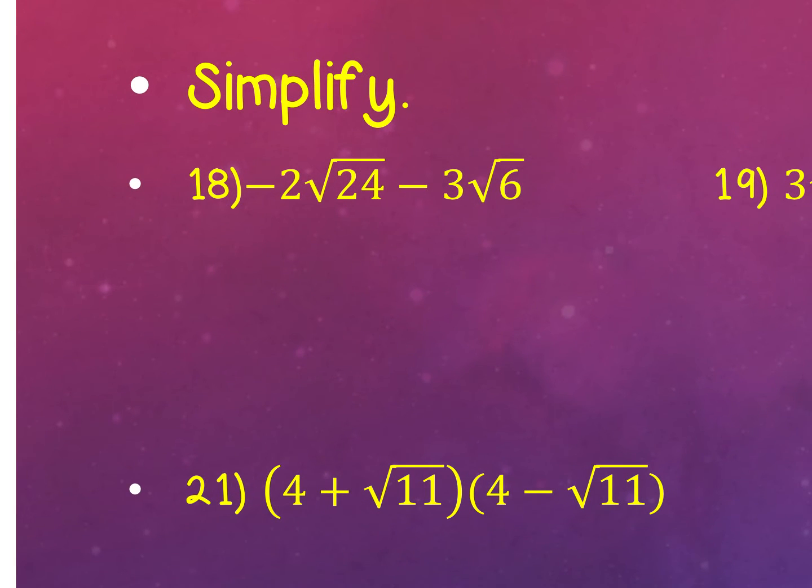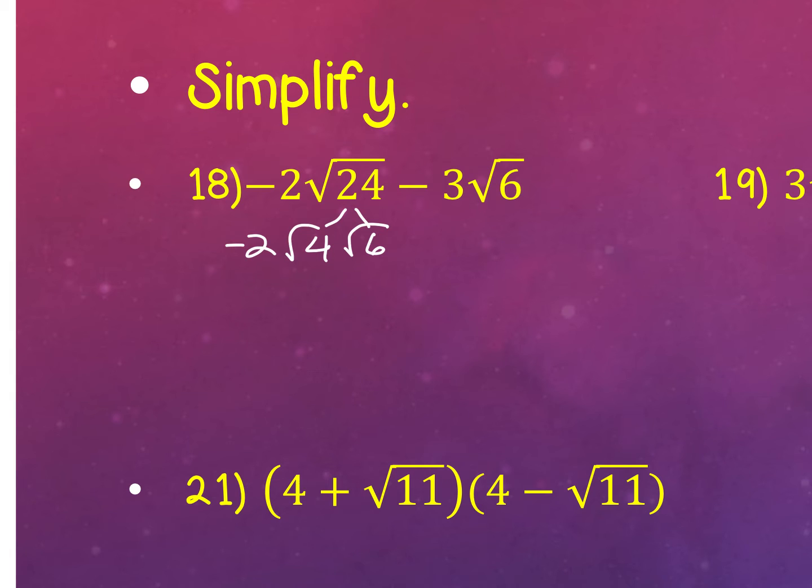Number 18, we need to do some subtraction here. But notice right now, looking at this problem, the numbers underneath the radicals are not the same. But I can simplify the square root of 24. I can break that down. So you must first sometimes simplify the square roots before you try to start adding and subtracting. So I'm going to simplify the square root of 24, and I can break the 24 into 4 times 6.